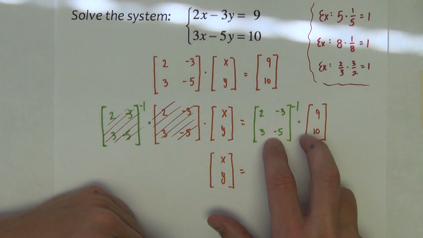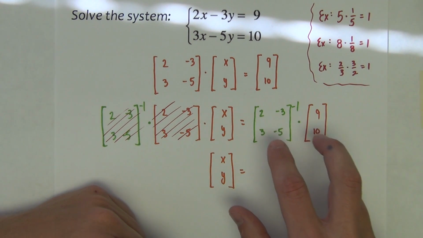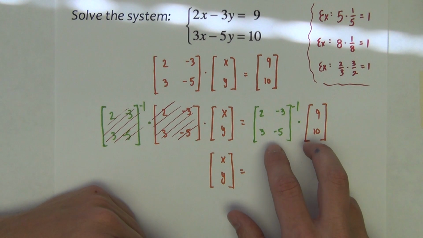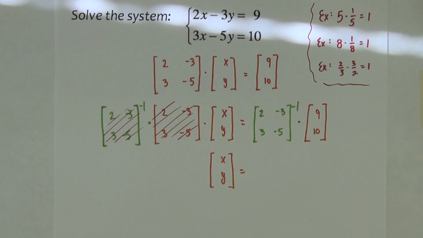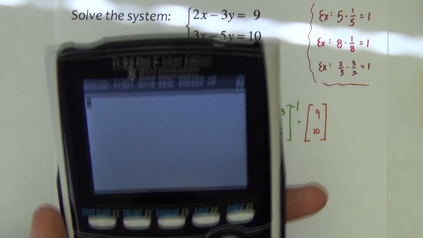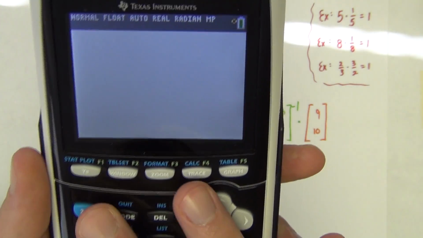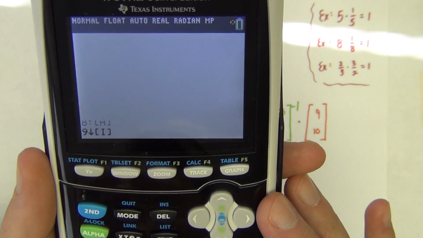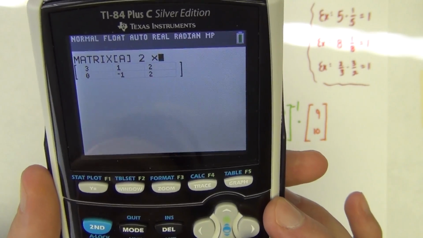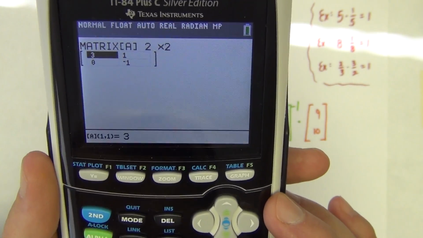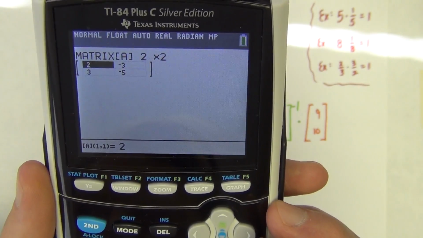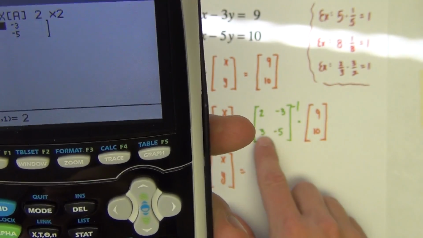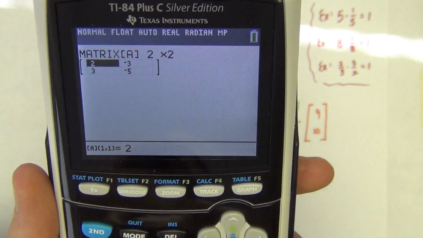Now we can do this by hand certainly, but we've got the power of the graphing calculator that has these matrix capabilities. So I'm going to do this problem on the graphing calculator. I begin by going into matrix. I'm going to edit matrix A to be the 2 by 2 coefficients. So it was 2, -3, 3, -5. There it is typed in.